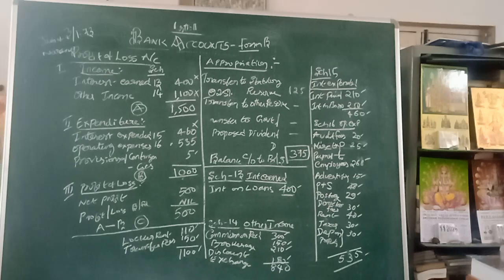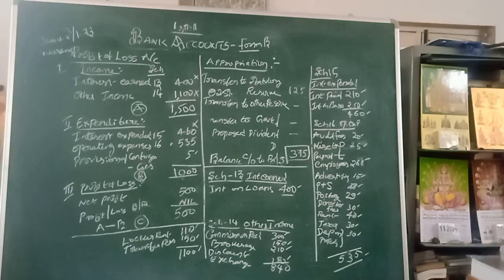So if it is income, that 400 is interest received, that is the amount earned. Okay, interest earned. Here it is given that the interest amount received, 400, is supposed to be the interest on loans. Okay, so that should be taken in schedule number 13, that is income.